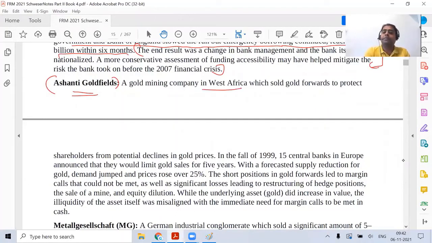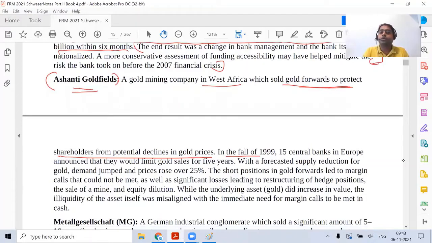A gold mining company in West Africa sold gold forward to protect shareholders from declining prices in gold. Is this correct? That means whenever I'm mining gold, I always face the risk that when production is done and I've got the gold and I'm going to sell it in the market, I might not be able to get a good amount of money because the market price has gone down. So how do you protect yourself? You're basically taking a short position in the gold forward contract, which fixes your price of selling gold in the future. Okay. Now look at this part. This is what created the impact.